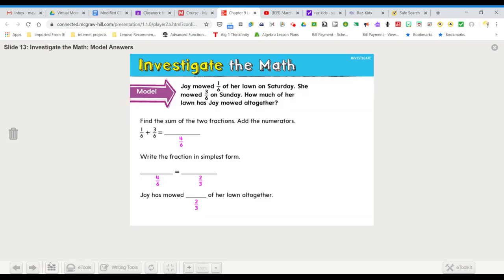Oh, there it goes. So there's your answers. So we got 4/6, and 4/6 is equal to 2/3, and she's mowed 2/3 of her lawn altogether. So again, really big lawn or interrupted by rain.